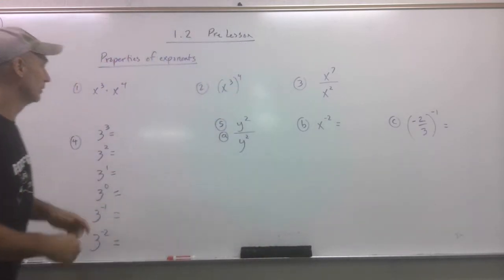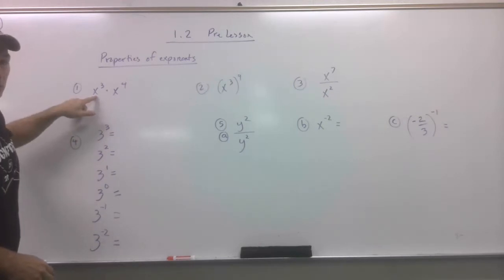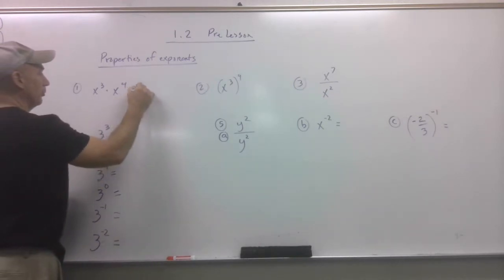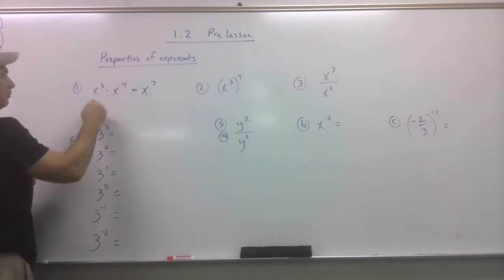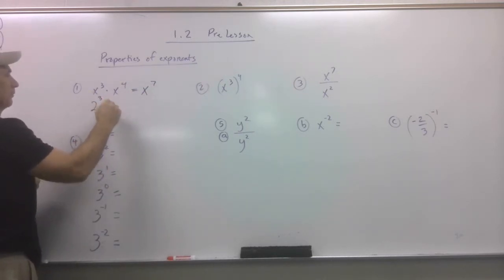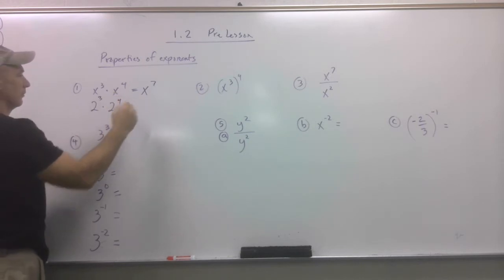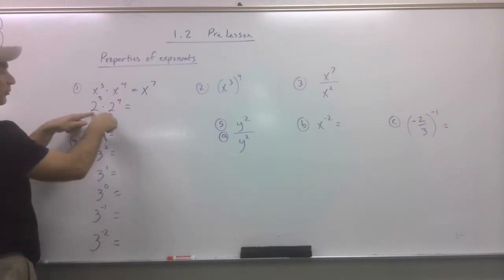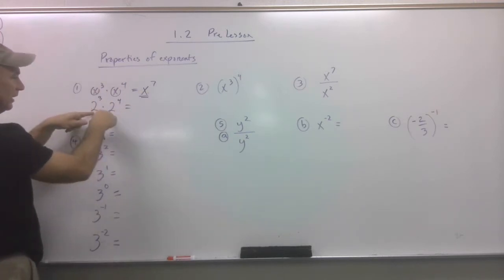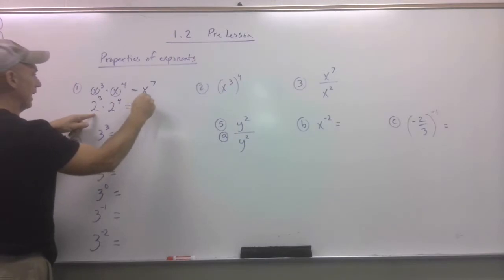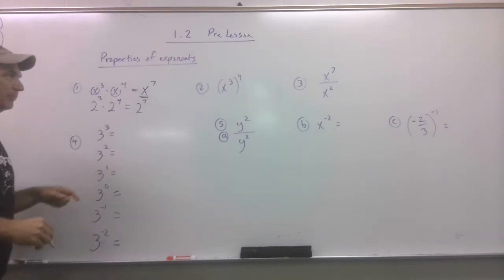Pretty simple. When the bases are the same and you're multiplying, what do you do? You add the exponents. Now, if I actually put a number in there like this, somebody's going to want to say 2 times 2 is 4. And that would be wrong, because notice the base did not change. The temptation's there when there's numbers. But the rule's still the same. When the bases are the same and you're multiplying, you just add the exponents. You don't change the base.